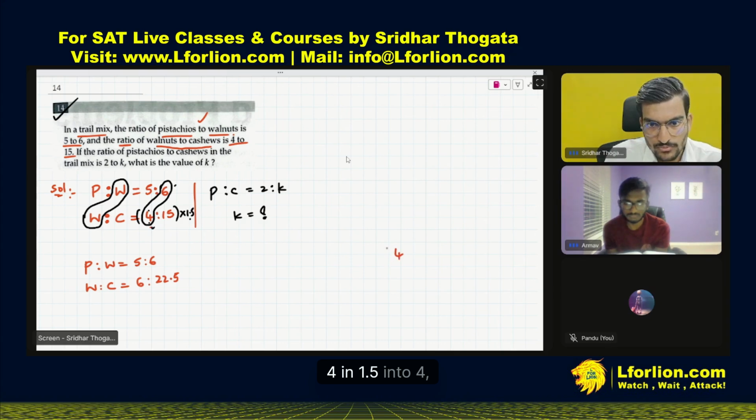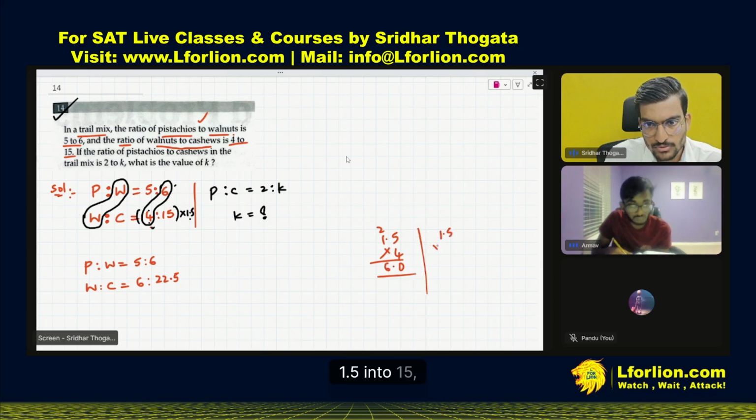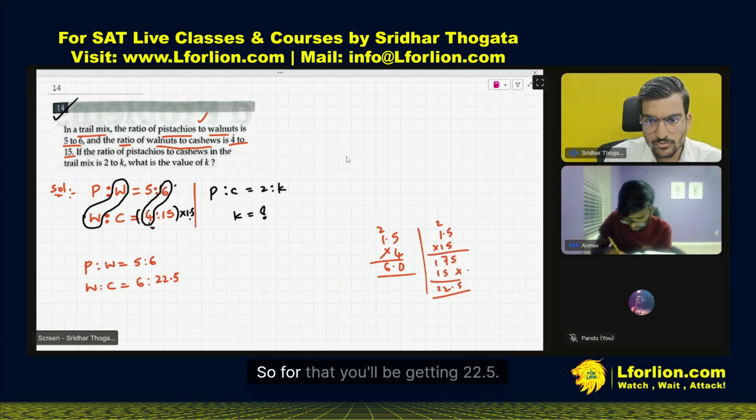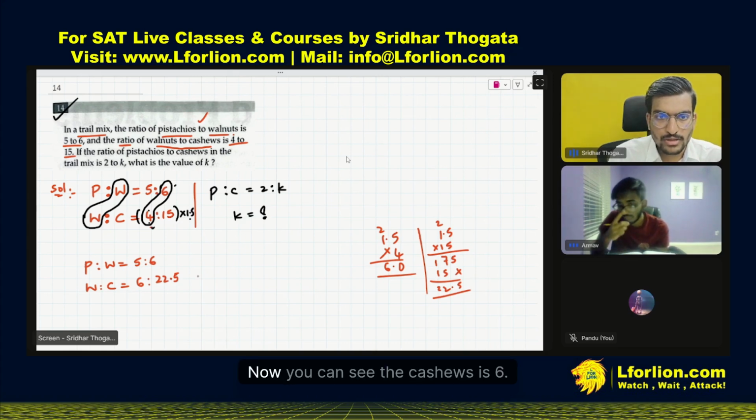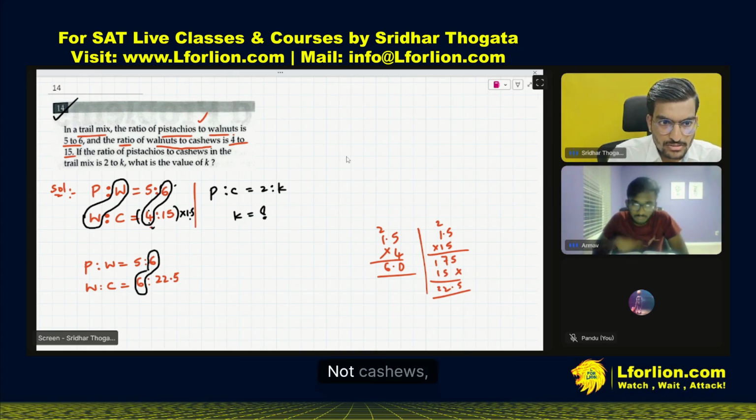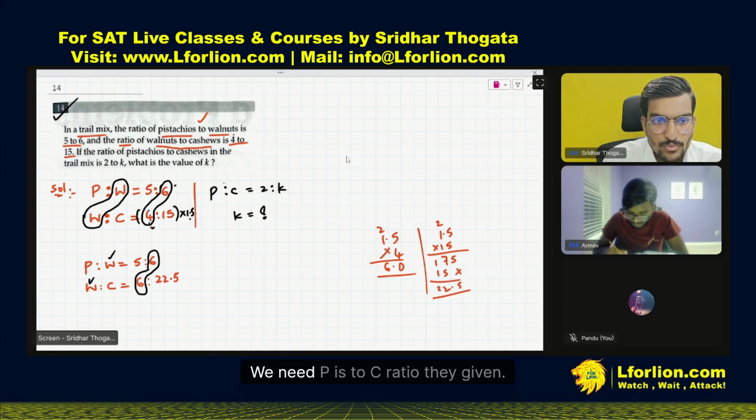1.5 into 4: 5 fours are 20, carry the 1, 5 ones are 5 plus 1, 6, so 6.0. In the same way, 1.5 into 15: 5 fives are 25, 5 ones are 5, plus 2, 7, so you'll get 22.5. Now you can see the cashews is 6. Not cashews, it's walnuts. Walnuts is 6. What do we need? We need the P is to C ratio. Then what is the value of K?